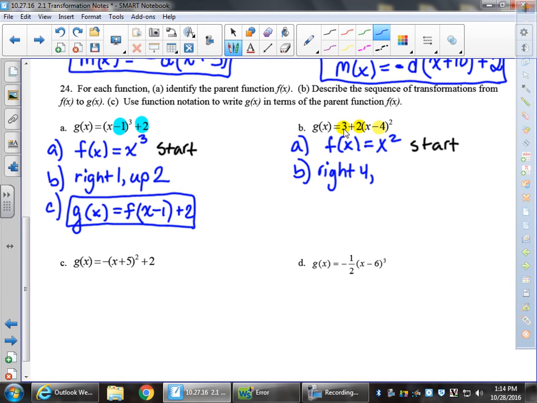The positive 3 on the outside that's being added could have been over here. Same thing. I could have seen this positive 3 as added at the end. Means a shift up 3. And now let's talk about this a value of 2. 2 is greater than 1. So I know that this will be a vertical stretch. Vertical stretch. It's going to get skinnier.